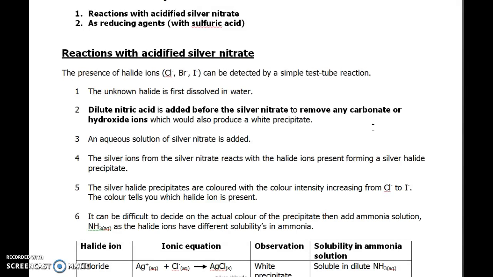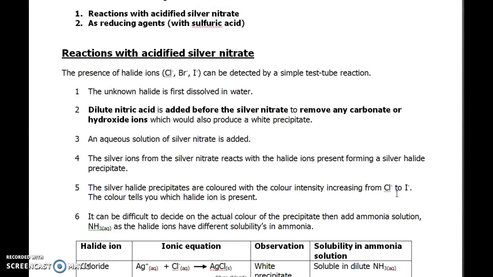After a few drops of the nitric acid, then you add in your silver nitrate solution. The silver ions present in silver nitrate react with the halide ions, forming a silver halide precipitate. Now, precipitate is a solid that is formed when you mix two solutions together. The colour of the precipitate will tell us which of the halides we have present, and we'll go through that in a moment.